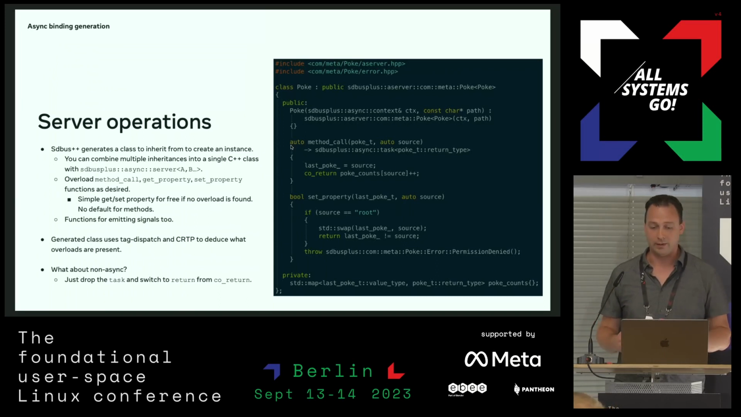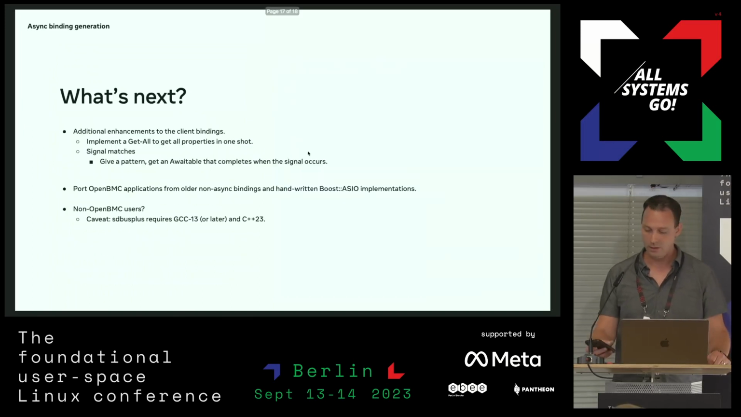If you want it to be non-async, you see that the return type is this task. It could just be the return type directly, and then the class, or the particular method, will become non-asynchronous.